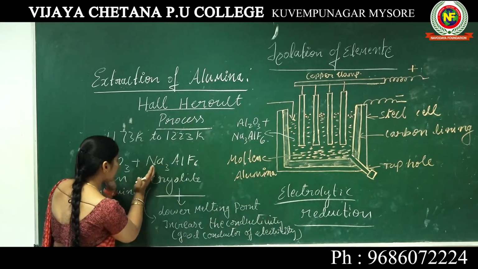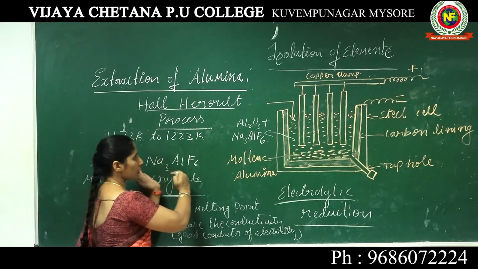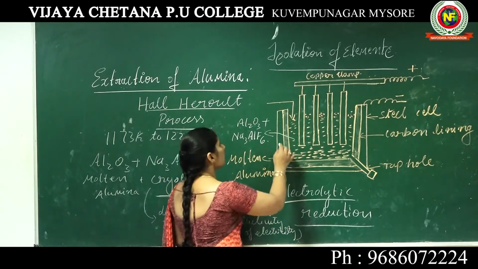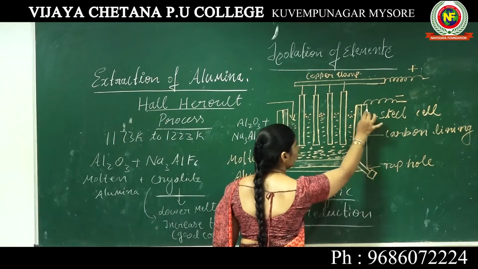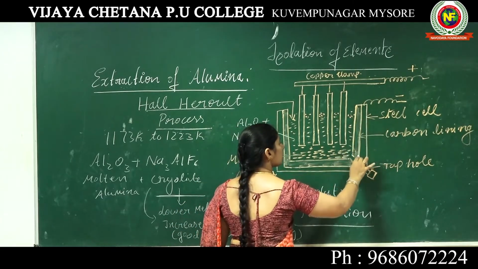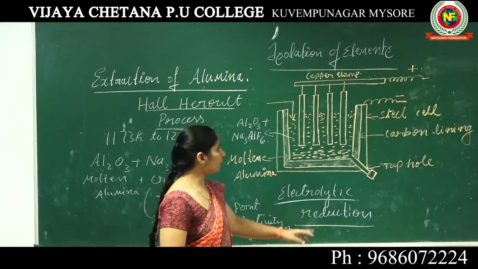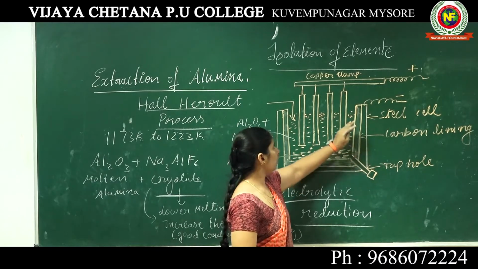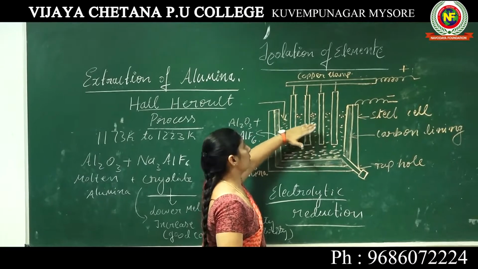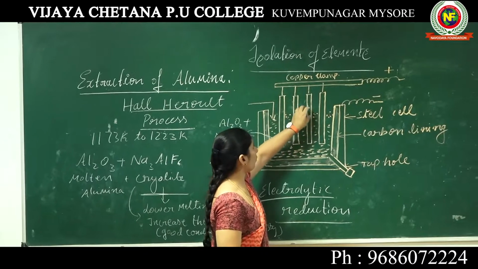So now this mixture, the molten alumina and the cryolite, is introduced into the cast iron tank. It is a rectangular tank, lined with carbon. Here a bunch of graphite rods are inserted inside the cast iron tank.